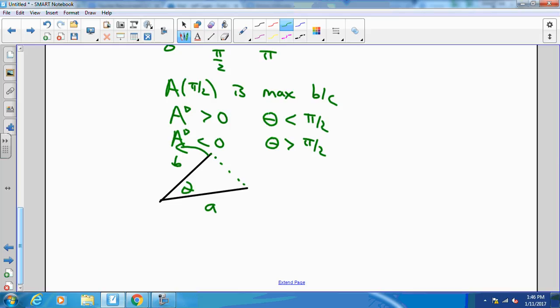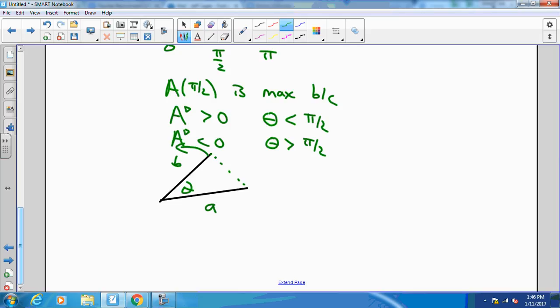Because endpoint can be a max. Endpoints could be a max, theoretically. Right, yes, not in this case. So can we still use max argument? Yes. You can use the argument from the sine of f prime on a closed bounded interval.